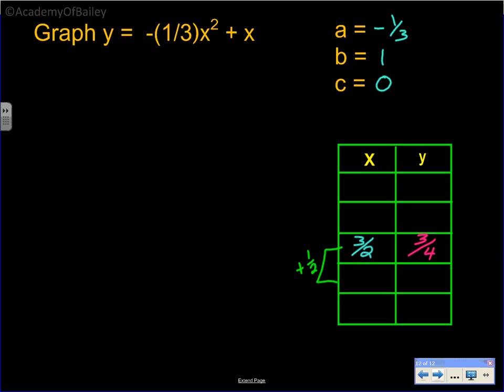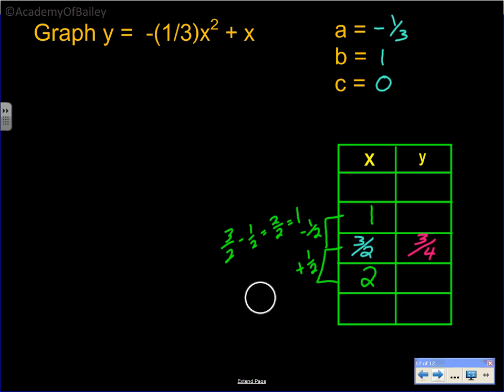So if we say 3/2 plus 1/2, that's going to be 4/2, which is equal to 2. Well, if we added 1/2, we should subtract 1/2 to get to that one. So let's say 3/2 minus 1/2, which is going to be 2/2, which is 1. So there's that one.